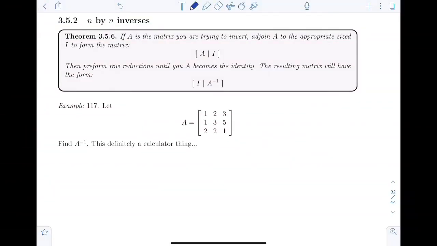How do you find the inverse of an n by n matrix? Well, there's a process, and here's how it goes. If A is the matrix you are trying to invert, you adjoin A to the appropriate sized I to form the matrix [A | I].